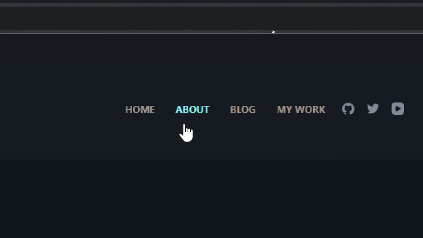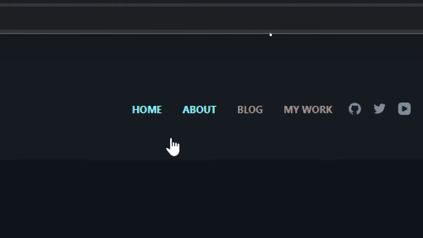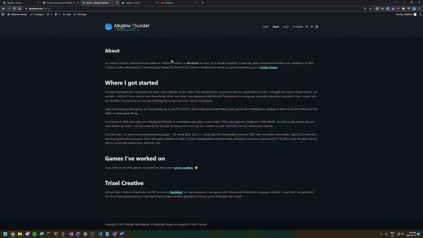Anyway, up here we have some other pages. For example, the About page that I just wrote today, actually. It's not finished, but this gives you a good idea of who I am. It says what I'm working on, how I got into programming, and that I'm working for Trixel Creative on their Restitched project, which, by the way, if you haven't checked out already, they do have a Steam page, and I would highly suggest wishlisting the game, because it's going to be a great game. I'm really excited to be working on it.